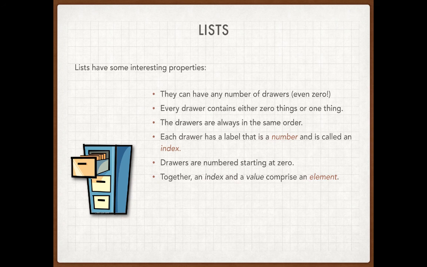The other really important fact about a list is that the drawers are always numbered starting with 0. And again, technically, that's because the index number is an offset. It's like how many steps have we taken down the garden path, right? Now, a drawer together with its index or its label on the front and its value inside, we sometimes call those an element. So one element is the drawer. It's both its label and its contents.